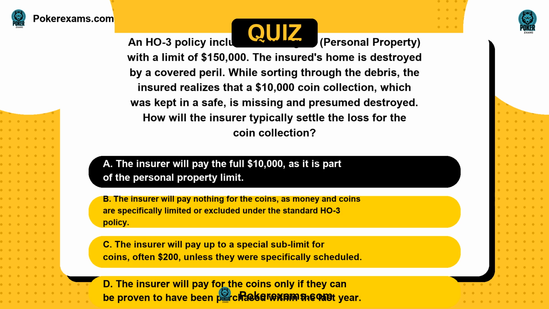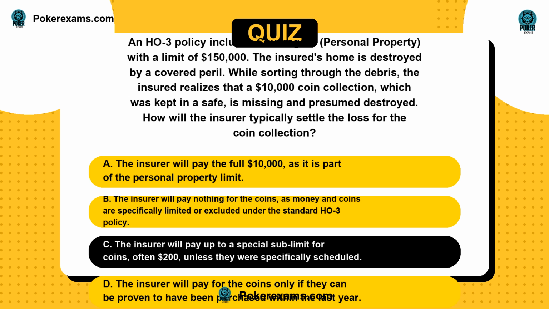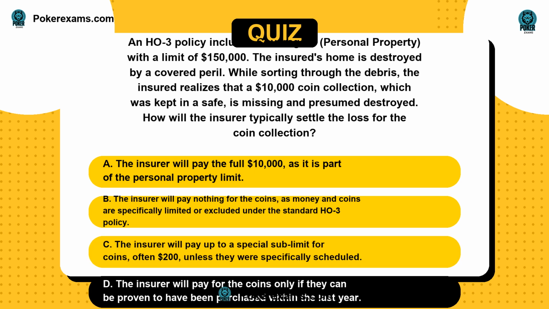Is it A, the insurer will pay the full $10,000 as it is part of the personal property limit? Or B, the insurer will pay nothing for the coins, as money and coins are specifically limited or excluded under the standard HO3 policy? C, the insurer will pay up to a special sublimit for coins, often $200, unless they were specifically scheduled. Or D, the insurer will pay for the coins only if they can be proven to have been purchased within the last year.